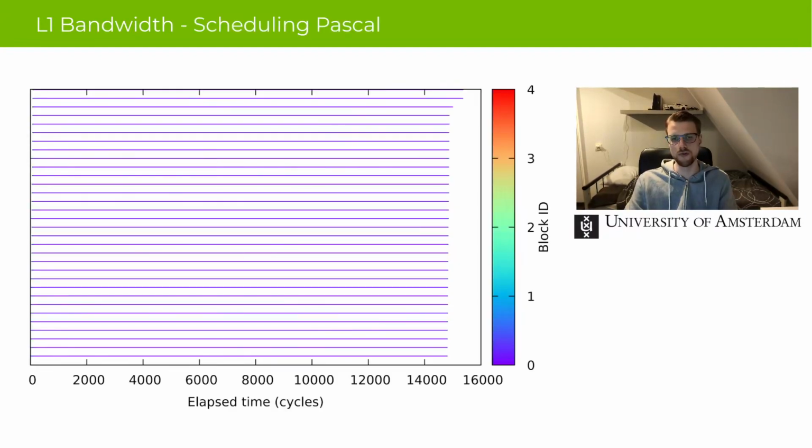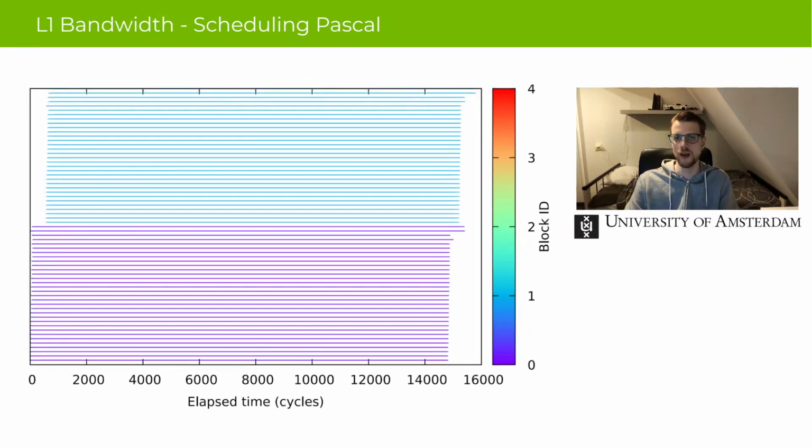For timing results, here we see each color is a different block and each line is a different warp. For our base result on Pascal, we see that this test takes roughly 15,000 cycles to complete. And when we add a second block, again, it takes roughly 15,000 cycles to complete. Again, showing some indication of the split SM design where the two halves cannot interact with each other.